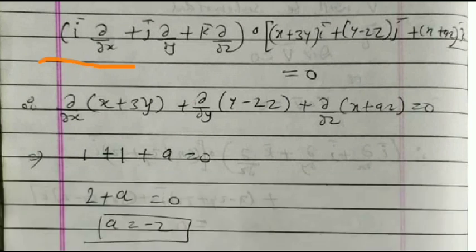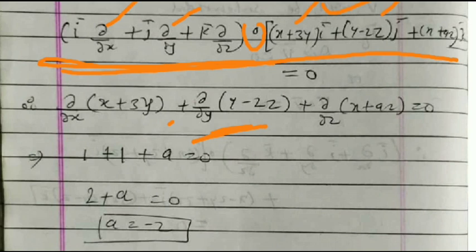The value of del is i bar del by del x plus j bar del by del y plus k bar del by del z. Take the dot product with f bar, equals 0. So first take the dot product: del by del x of x plus 3y, i dot i is 1, plus del by del y of y minus 2z, j dot j is 1, plus del by del z of x plus az, k dot k is 1.